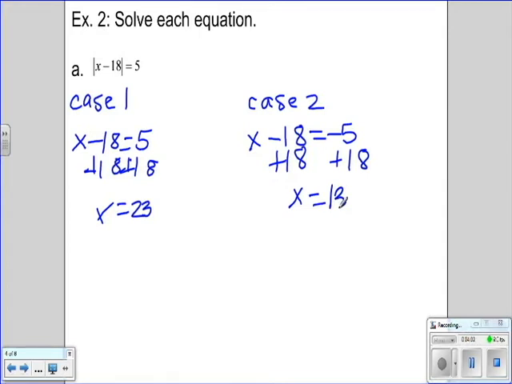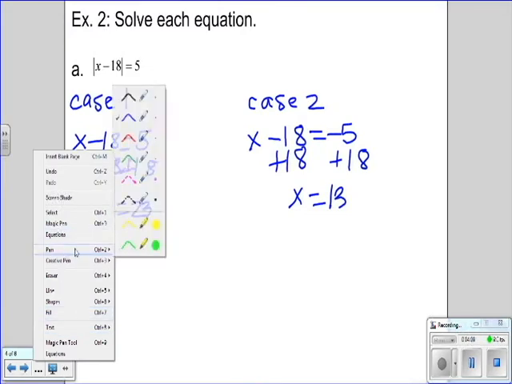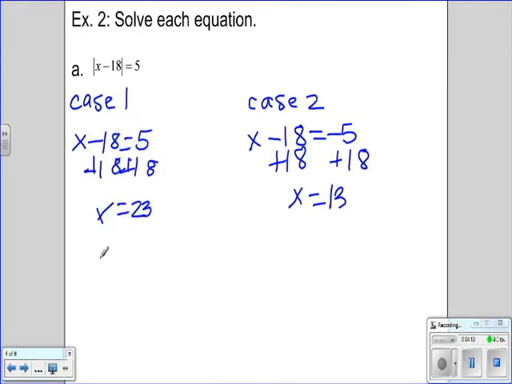Let's check them to see if they work. Let me switch pen colors here for the check. Okay, so we got two solutions when we did all of our work, but we're not guaranteed that they both are solutions. So we have to check them in the original equation. So going back up to the original problem, the absolute value of x minus 18, let's check 23 for x. Does it work? In other words, does it give us 5? All right, so 23 minus 18 is 5.